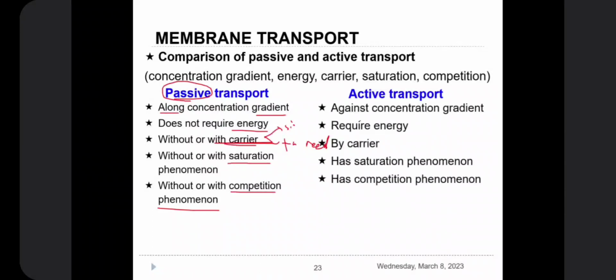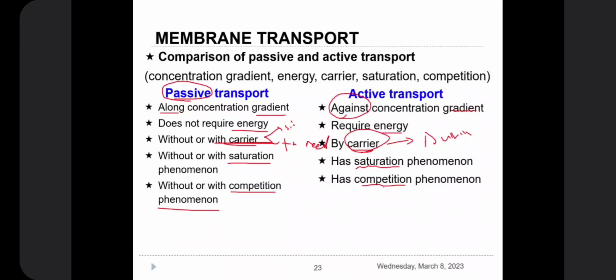But active transport goes against the concentration gradient, from the low concentration to the high concentration. It needs energy and needs a carrier. And because it relies on a carrier, whose nature is a protein, it exhibits the saturation phenomenon and the competition phenomenon.